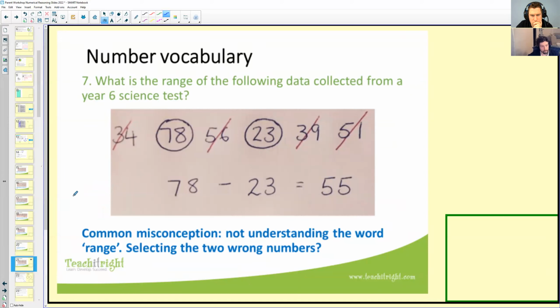Again, understanding the word range, knowing that it's the largest, and it's not just the numbers on either end. This is a common misconception. So here I got 34 and 51, so surely I do 51 take away 34. No, hang on, it's the largest and the smallest. If the answer is not in order, ensuring that I take the biggest and the smallest numbers. So many little traps that they can easily fall into. Selecting the wrong 2 numbers, again, a very common misunderstanding.